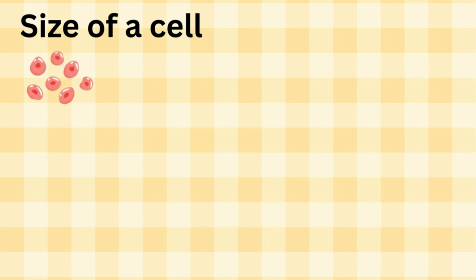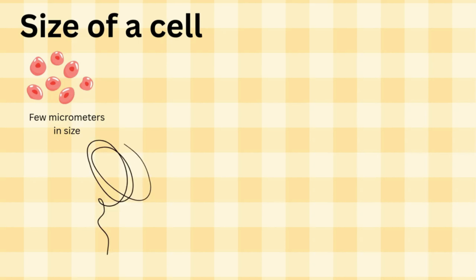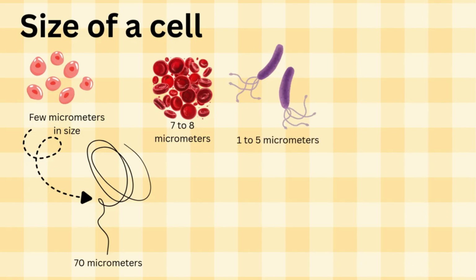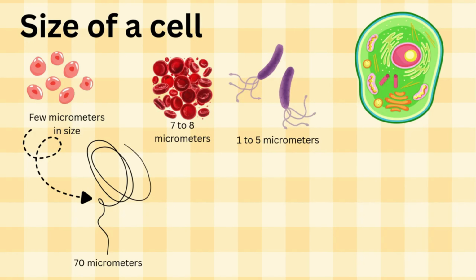Most cells measure only a few micrometers in size, which is why they cannot be seen with the naked eye. To understand just how tiny this is, consider this example. A single human hair is about 70 micrometers thick. This means that several cells could fit across the width of just one strand of hair. For instance, the size of red blood cells is about 7 to 8 micrometers in diameter. Many bacteria are even smaller, usually measuring around 1 to 5 micrometers. In comparison, most eukaryotic cells are larger, typically ranging from 10 to 100 micrometers in size.